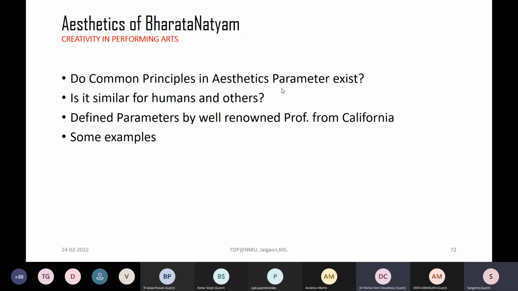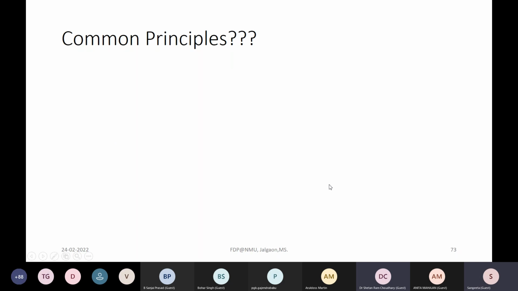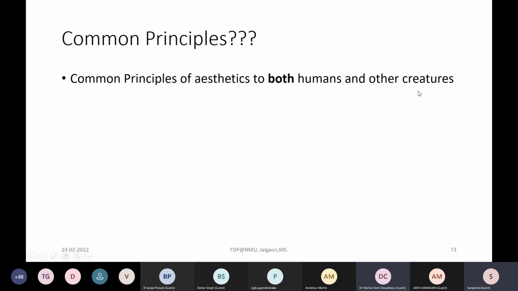Aesthetic parameters are defined by a well-known professor from California. I'll give you some examples and show you how he has done it, and we have drawn a parallel to Bharatanatyam. So which are the common principles of aesthetics to both humans and other creatures? Coming to the example, a flower. Everyone loves flowers, right? Whether it's rose or lotus or Rajnigandha, anything. I rarely think anybody would hate them. Maybe you would hate the smell of certain flowers, but everyone loves to see a flower, right? Now, isn't the flower attractive to a bee also?